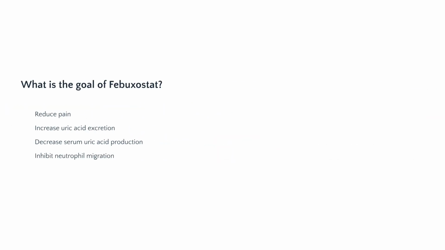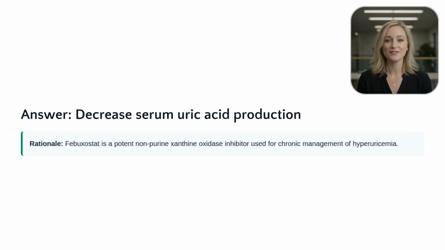What is the goal of febuxostat? Febuxostat's goal is to decrease serum uric acid production. Similar to allopurinol, it is a xanthine oxidase inhibitor used for chronic management.